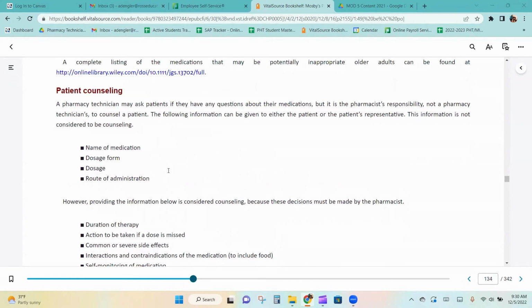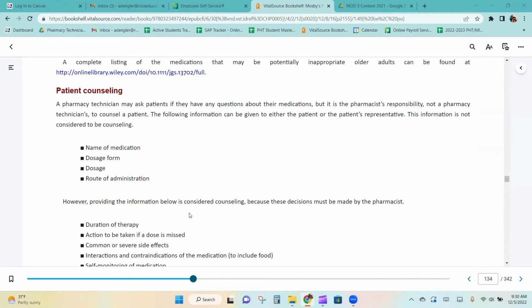The pharmacy technician may ask patients if they have any questions about their medication, but it is the pharmacist's responsibility, not a pharmacy technician's, to counsel a patient. The following information can be given to either the patient or the patient's representative. This information is not considered to be counseling: the name of the medication, dosage form, dosage, and route of administration.